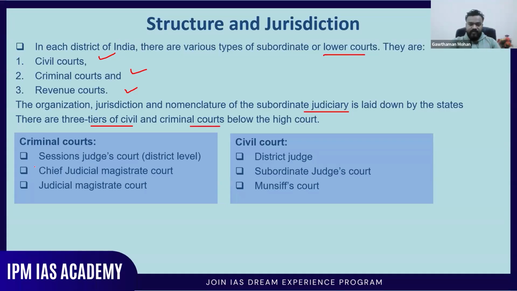Regarding the criminal courts, that is the Sessions Judge Court at district level, the Chief Judicial Magistrate Court, and the Judicial Magistrate Court. Regarding the civil courts, that is the District Judge Court, then the Subordinate Judge Court, and the Municipal Court. So these are the 3 tiers you can see in the civil and criminal courts.